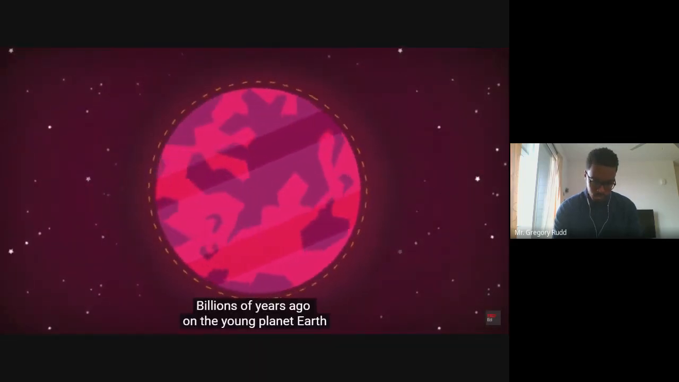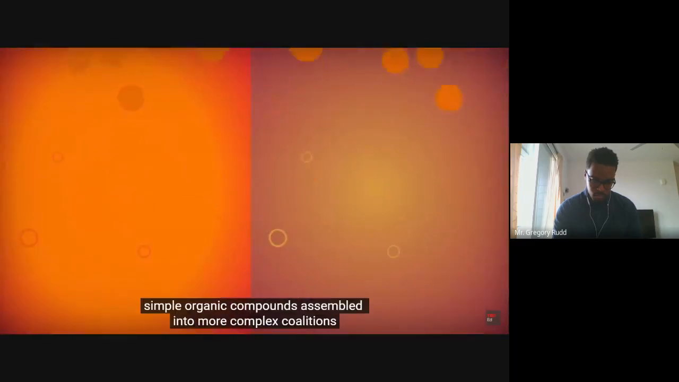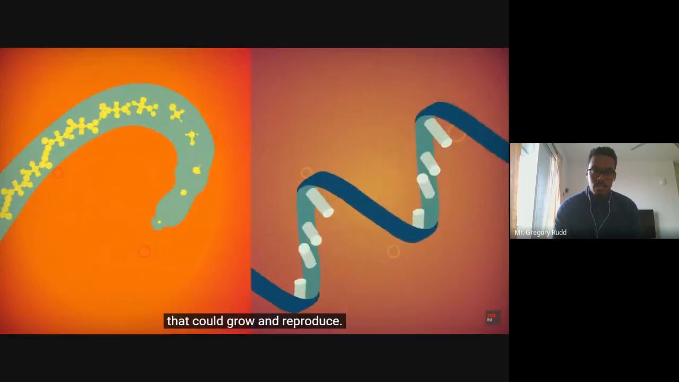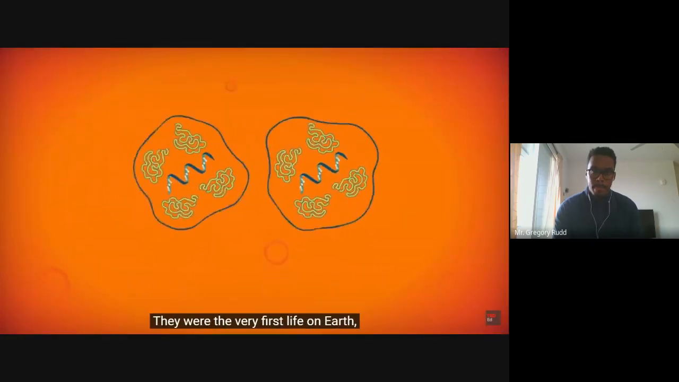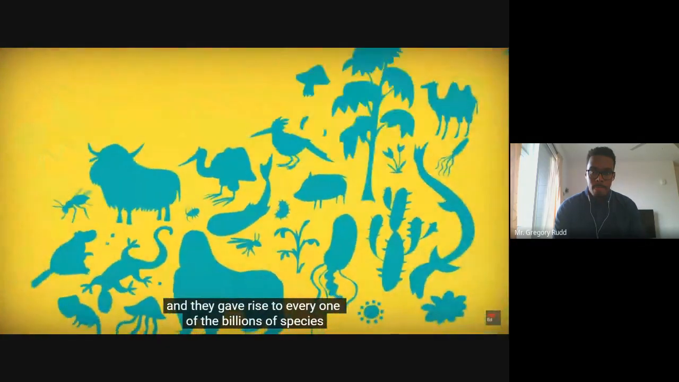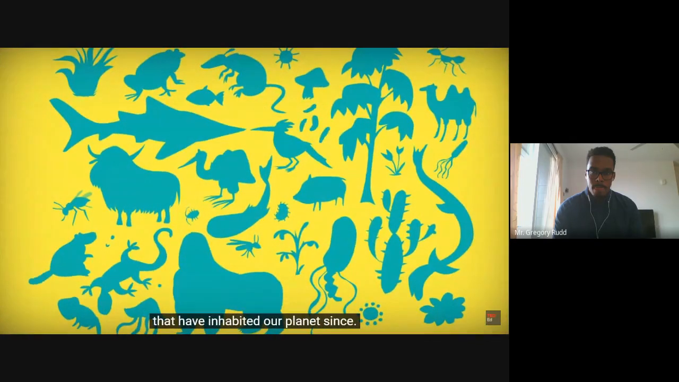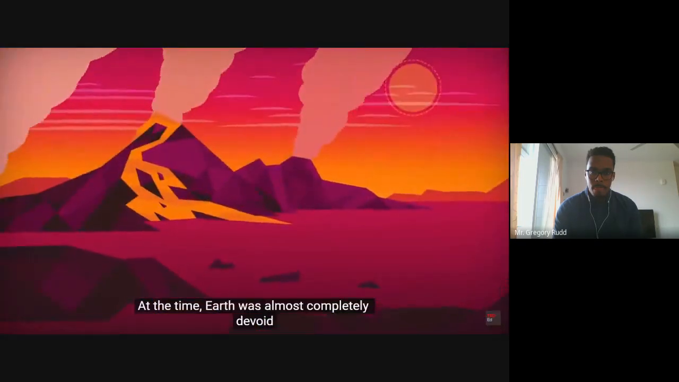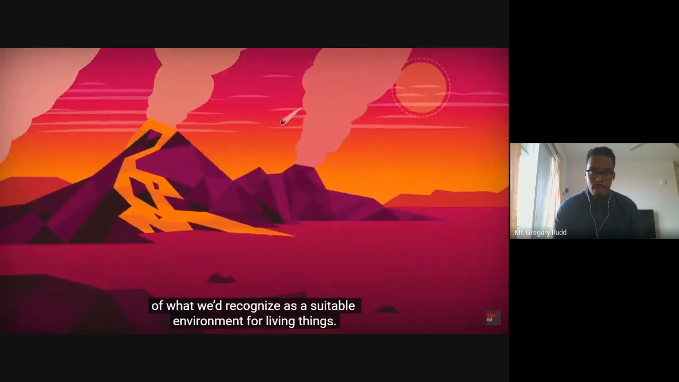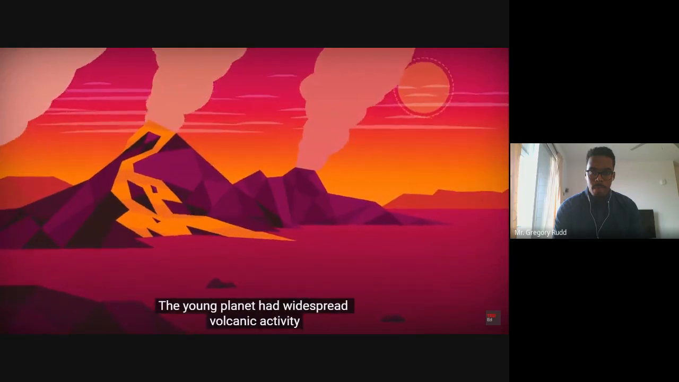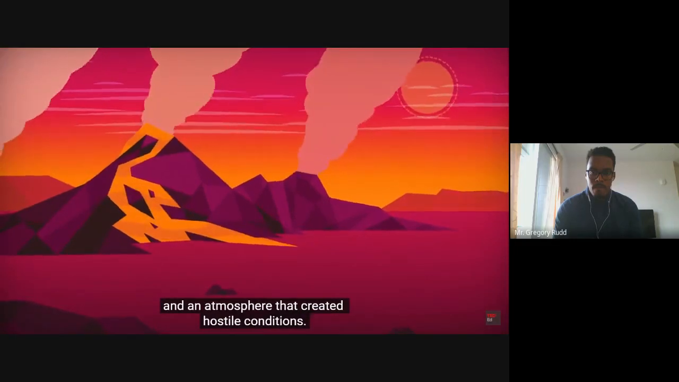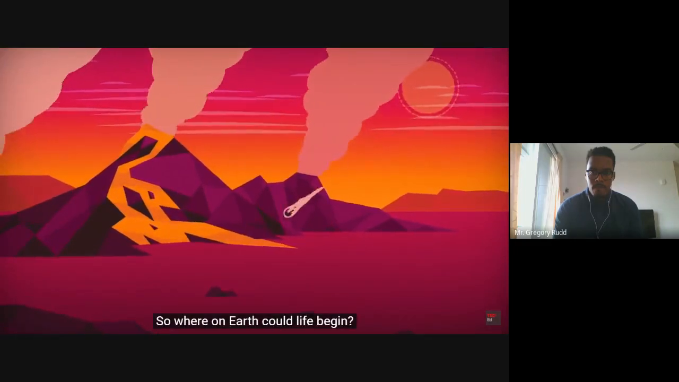Billions of years ago, on the young planet Earth, simple organic compounds assembled into more complex coalitions that could grow and reproduce. They were the very first life on Earth, and they gave rise to every one of the billions of species that have inhabited our planet since. At the time, Earth was almost completely devoid of what we'd recognize as a suitable environment for living things. The young planet had widespread volcanic activity and an atmosphere that created hostile conditions. So where on Earth could life begin?